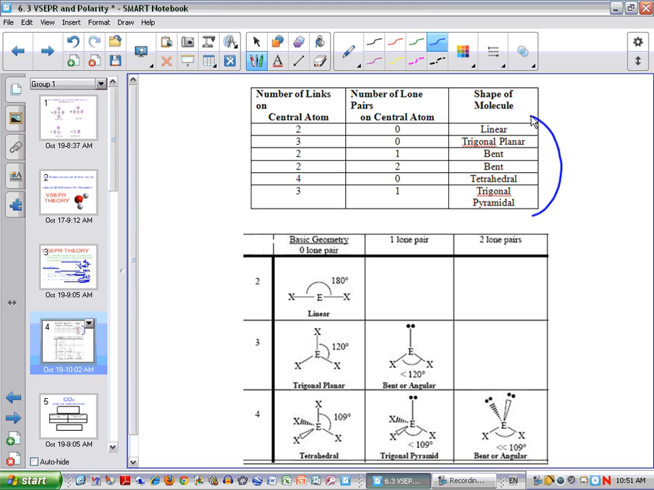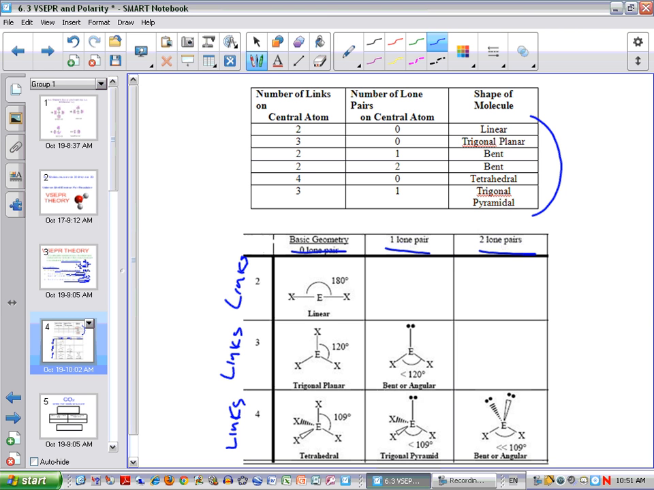Now there's more than these lists, but these are the ones I'm going to expect you to know. And you'll be able to see a lot when you start drawing them. And we're going to build them in 3-dimensional space on Thursday as well. Here's another way to look at it. This is the number of lone pairs. So 2 lone pairs, 1 lone pair, 0 lone pairs, 1 lone pair, 2 lone pairs. And then this is the number of links. So 2 things linked, 3 things linked, 4 things linked.